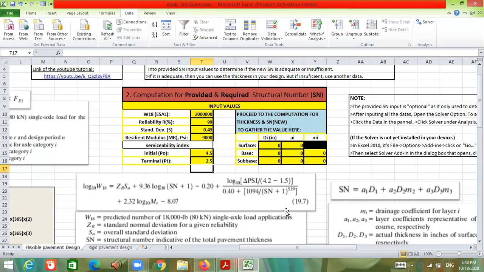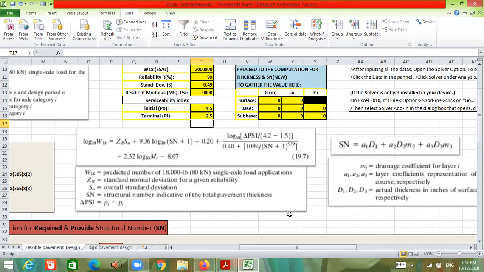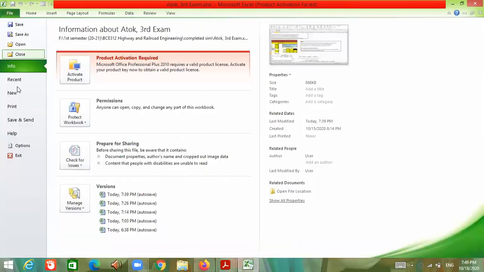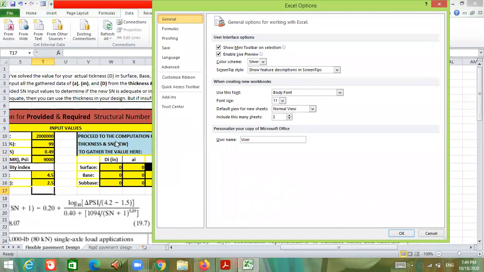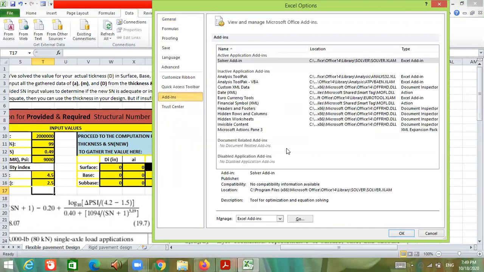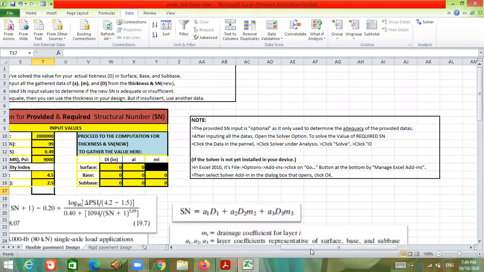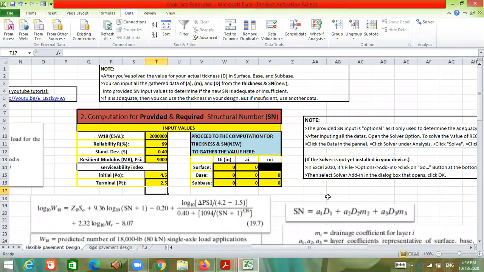And if your solver is not yet installed, just like in this Excel 2010, there is a process on how to install the solver. First, we are going to install our solver. So to install the solver, just click File on the upper left corner, then Options, click Add-ins, and once you are here, click Go. Mark check the Solver add-in and click OK. And with that, the solver will be installed now.